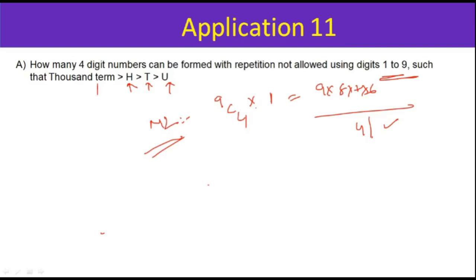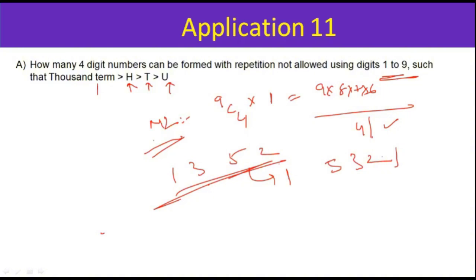Now, once I've selected the 4 digits, say digits are 1, 3, 5, and 2, in how many ways can I arrange them? I can only arrange them in one way, which is 5, 3, 2, 1, right? Because the 1000s digit has to be greater than the 100s digit, then greater than the 10s digit, then greater than the units digit. So 9C4 into 1. Clear? Okay, sir. Understood.